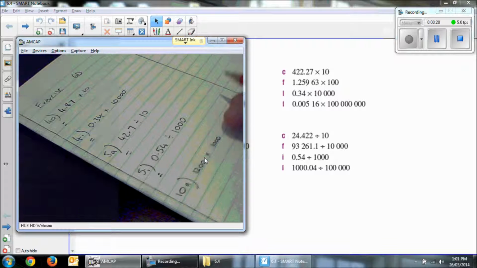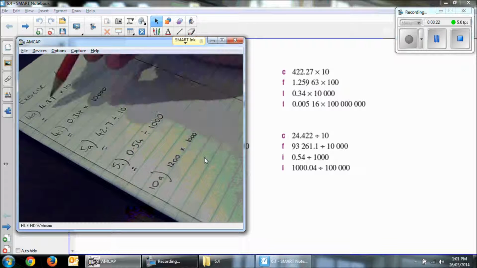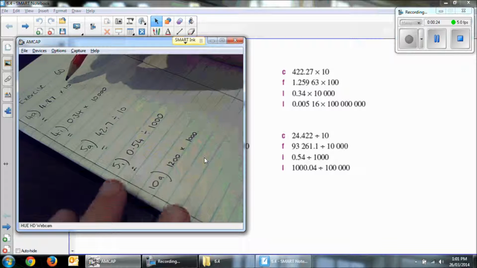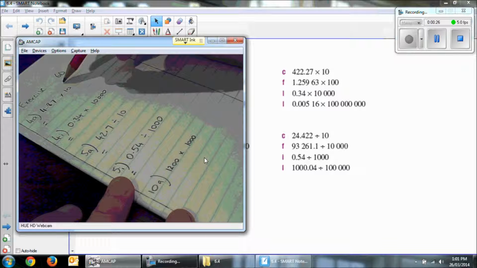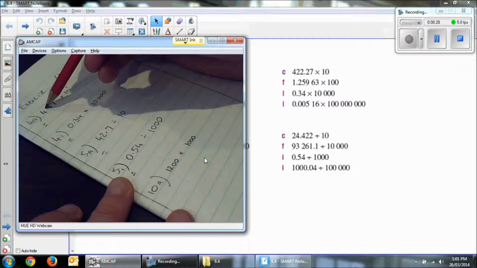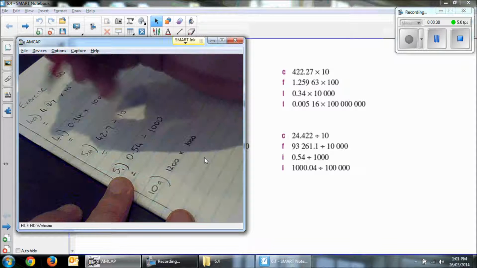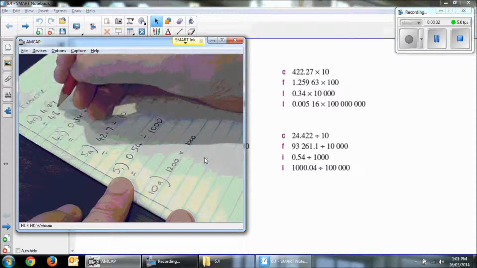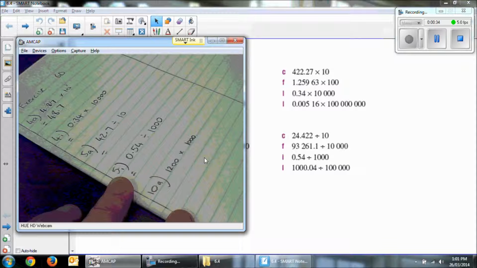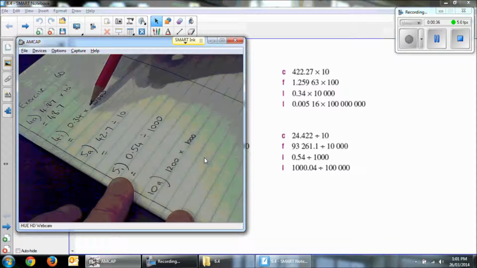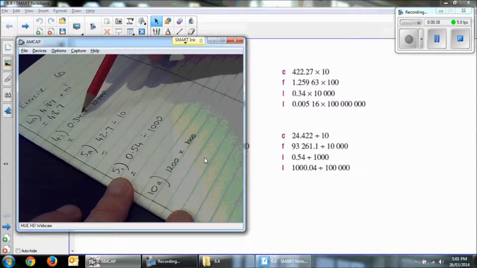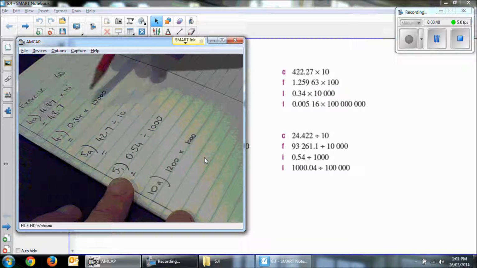So in 4a, for example, 4.87 times 10, we count how many zeros are in our 10. In this instance, it's 1. So we move our decimal place once to the right. So our answer becomes 48.7. Okay, really simple stuff. For the next one, we're multiplying again, so we need to move to the right.